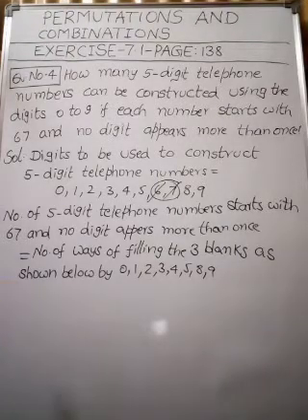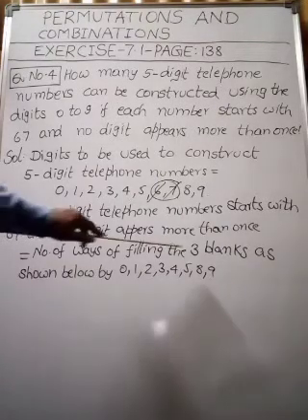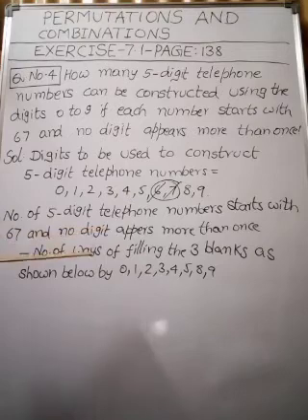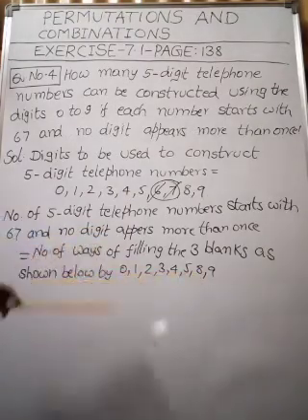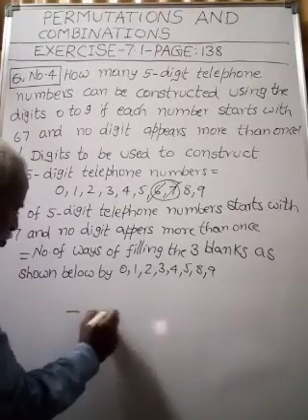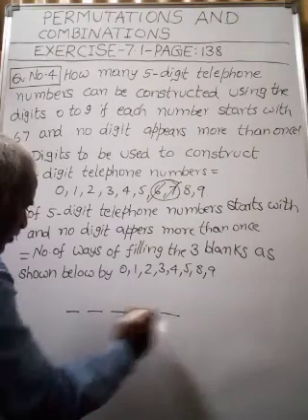Yes or no, my children? We have to fill the remaining 3 blanks. Already 2 digits are fixed. We have to fill the remaining 3 digits by these digits only. Understood this point, my children?